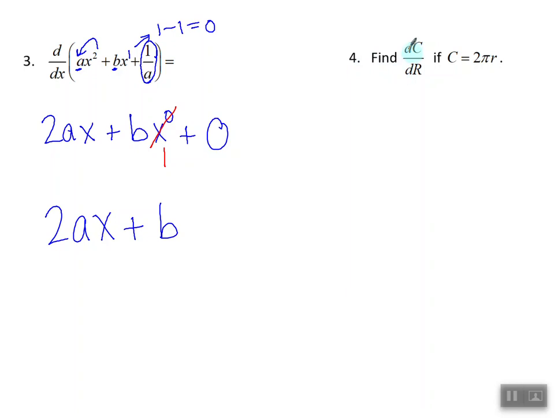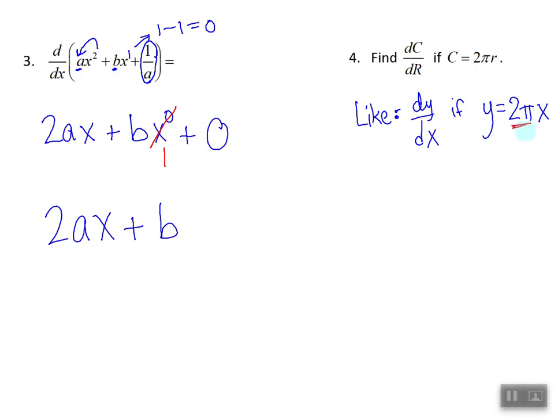4. Find dc dr if c equals 2 pi r. This means find the derivative of the function c with respect to the variable r. This is like saying find dy dx if y equals 2 pi x. What would that look like?